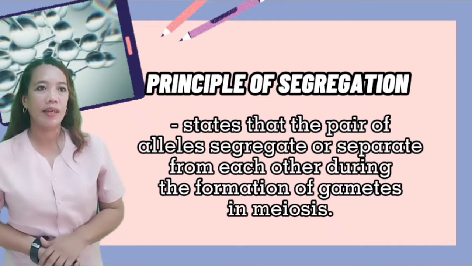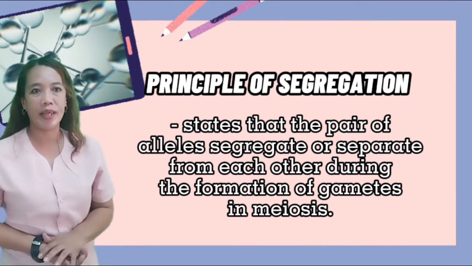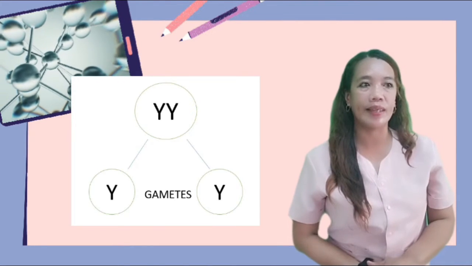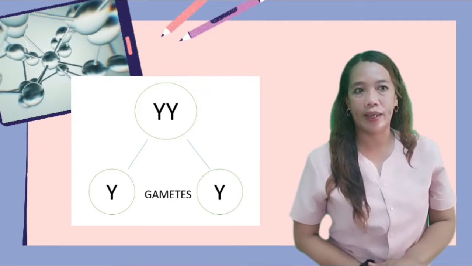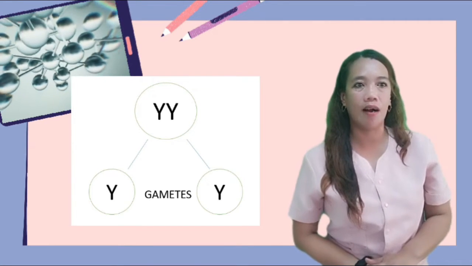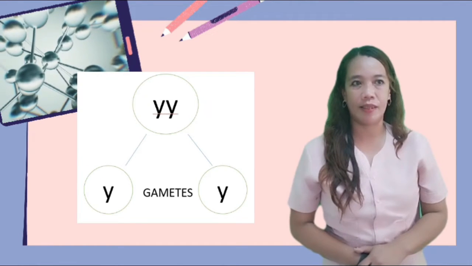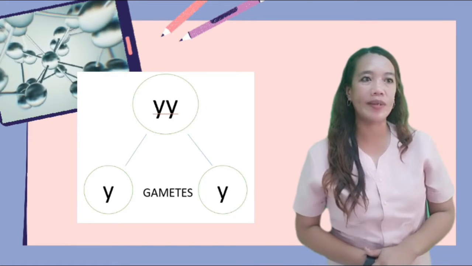This states that the pair of alleles segregate or separate from each other during the formation of gametes in meiosis. One gene goes to one gamete and the other gene goes to another gamete. For example, a purebred yellow seed with alleles of 2 capital Y, the gametes are both capital Y, since the genes of these alleles are alike. Same is true with a homozygous green pea plant with alleles of 2 small y. The gametes are 2 small y.